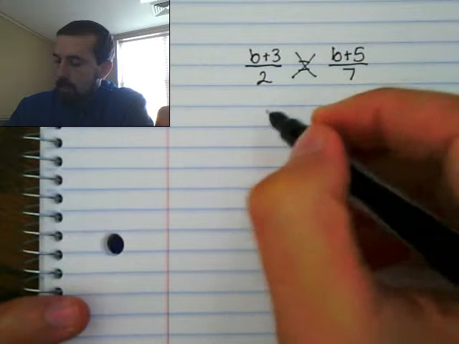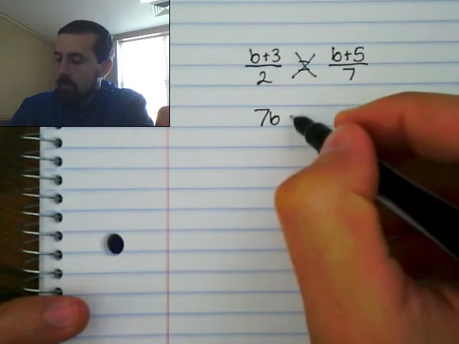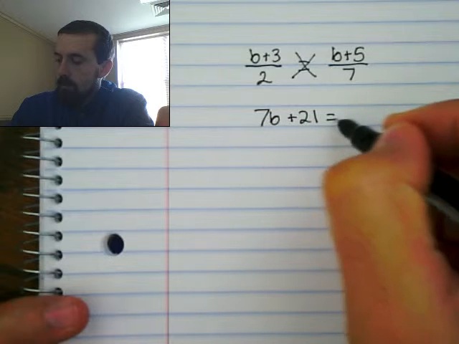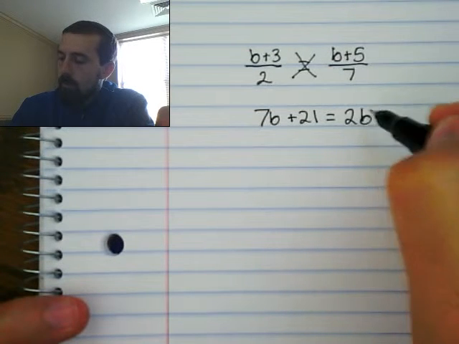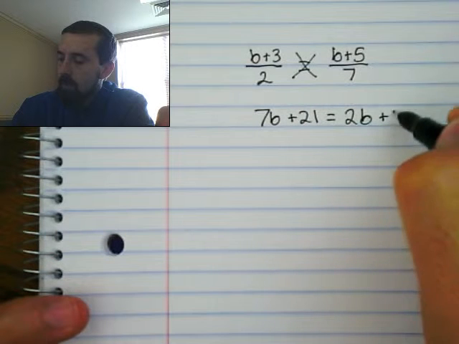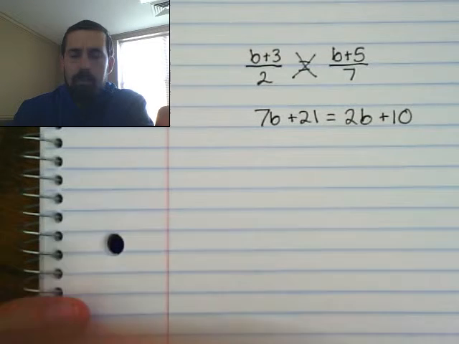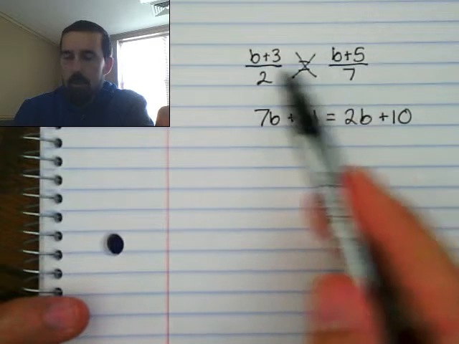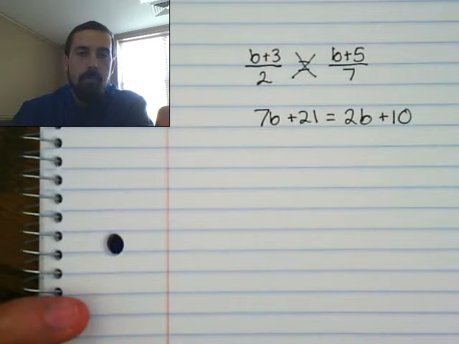So 7 times b is 7b. 7 times a positive 3 is a positive 21. Equals 2 times b is 2b. 2 times 5 is a positive 10. Nothing crazy going on there, just cross multiplying. It's almost like you're distributing the 7 into both of the terms, and the 2 into both of the terms.